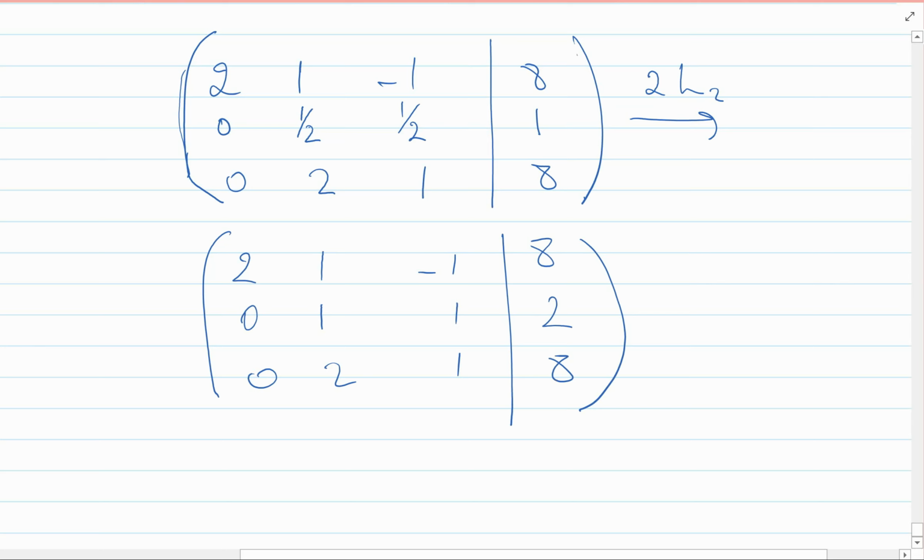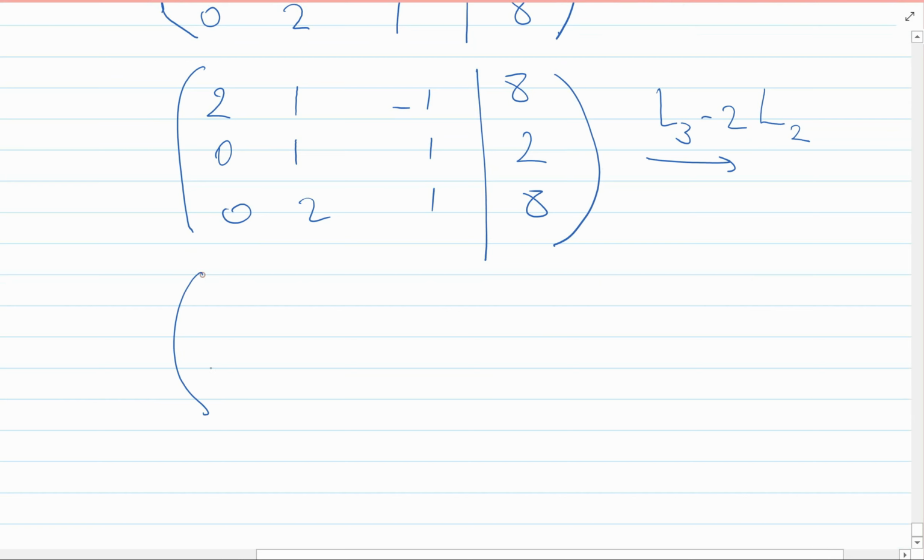Now that I have 1 in the second, and the first is a 1, I'm going to take L3 minus 2 L2 to remove the first 2 that we have on the third row. So what do we get? We get 2, 1, minus 1, 8, 0, 1, 1, 2, 2 minus 2, 0, 1 minus 2, minus 1, and 8 minus 4. 2 times 2 is 4.